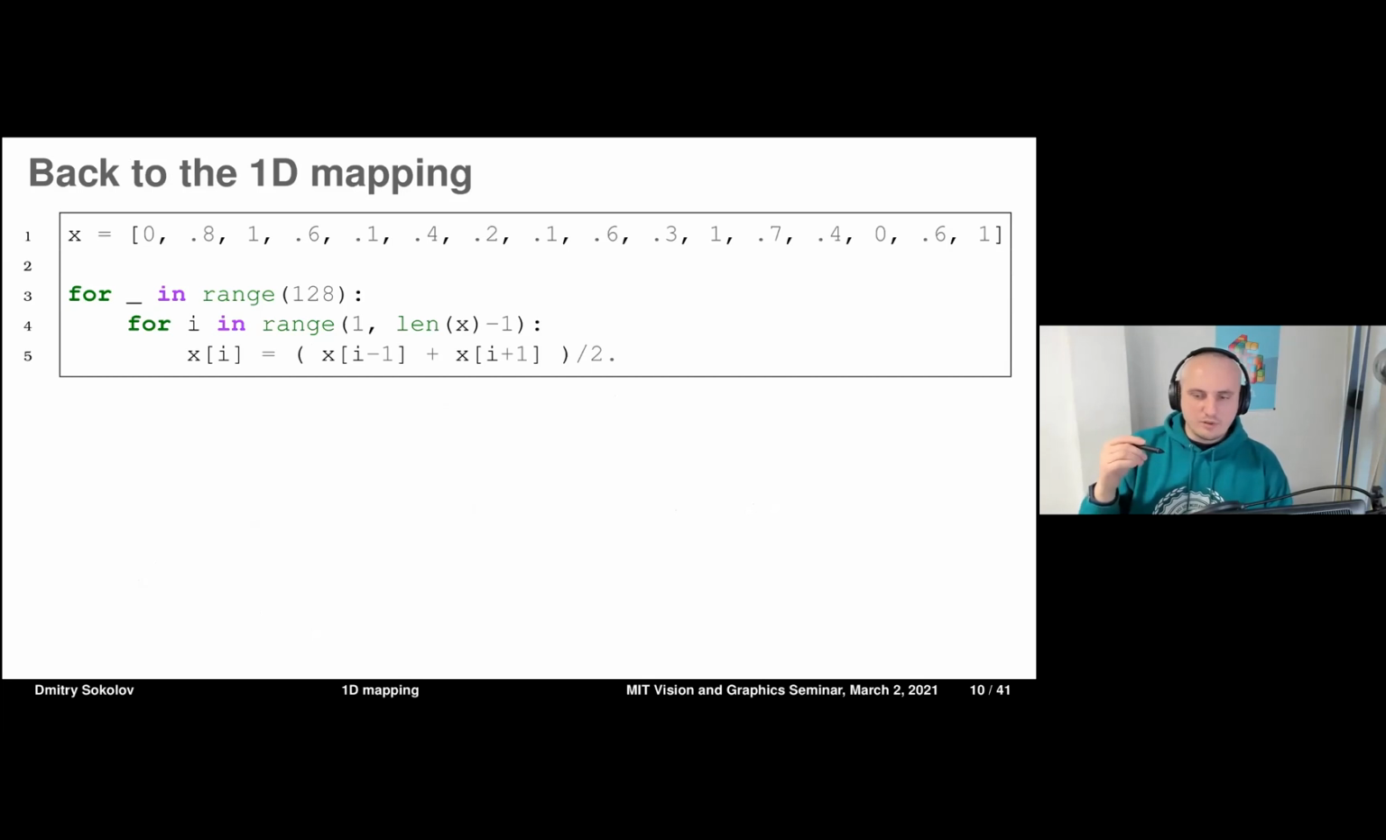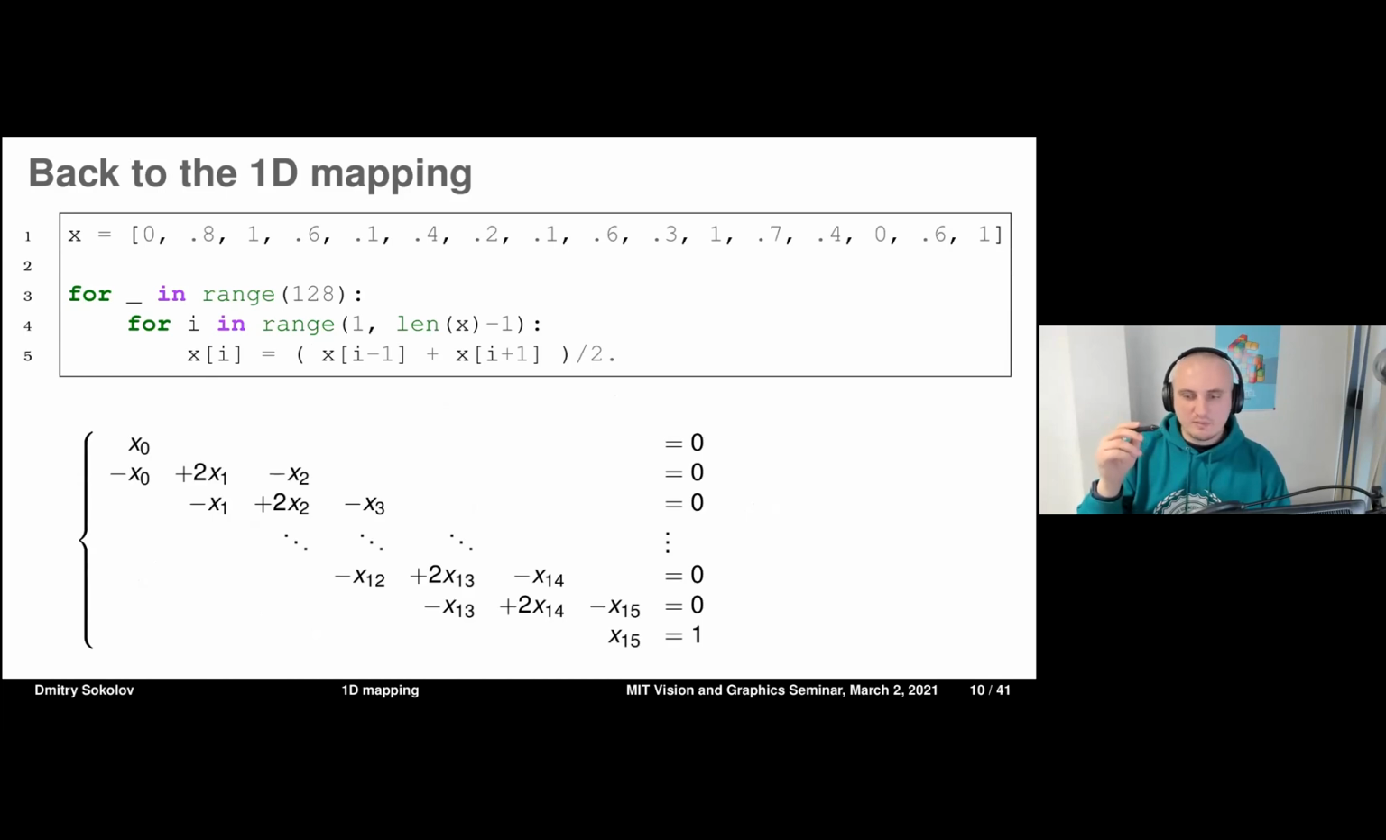What is the connection to our Python program? It turns out that this program solves the following system with the Gauss-Seidel method. If we consider the array as a sampled function, each equation here corresponds to a second-order finite difference. By solving this system, we compute a function with zero second derivative, and therefore the solution is a straight line.